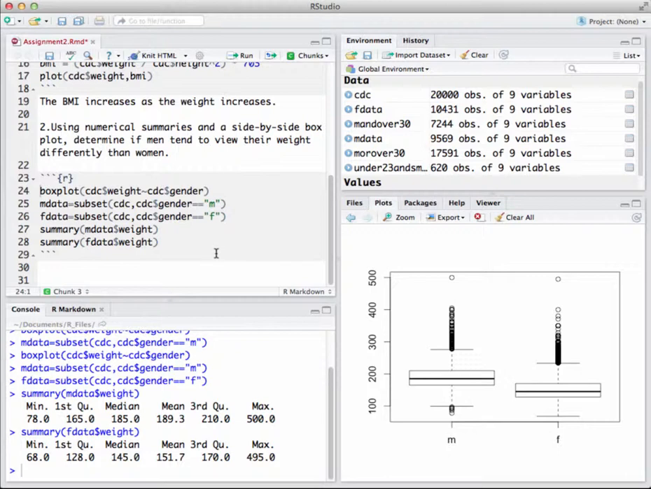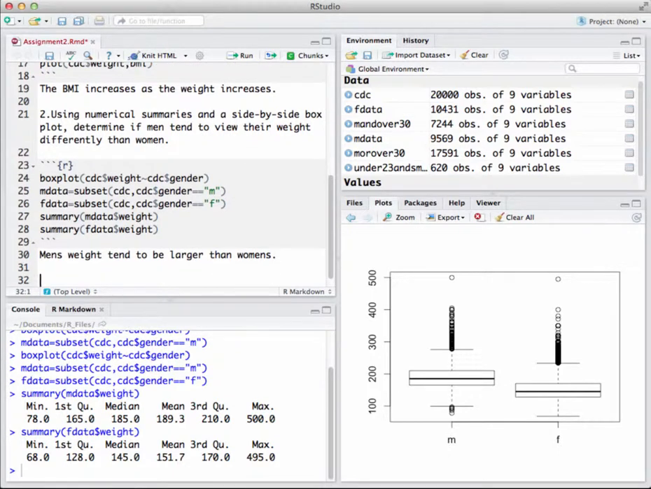So determine if men tend to view their weight differently than women. So the answer here is men's weight tends to be larger than women's. And again, like I said, not exactly earth-shattering information, but that's okay. We're getting the idea. That's the main thing, how to use this stuff.